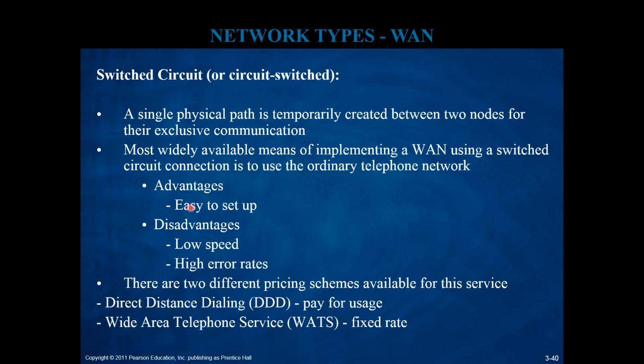Now, the advantage is that it's easy to set up because the telephone network is already there, it's already established. But the disadvantage is that you have low speed and high error rates because you're using those switched lines that are configured ad hoc for you to transmit data. You never know which kind of line you're using, and sometimes you're sharing those lines. And there are two different pricing schemes available for this service. Typically, you have direct distance dialing, pay for usage, and then you have wide area telephone services, which have some kind of fixed rate per month. So here it's related to your actual usage of the network.